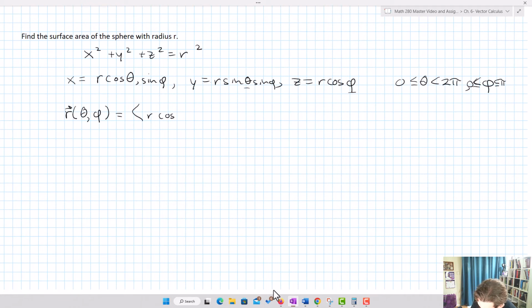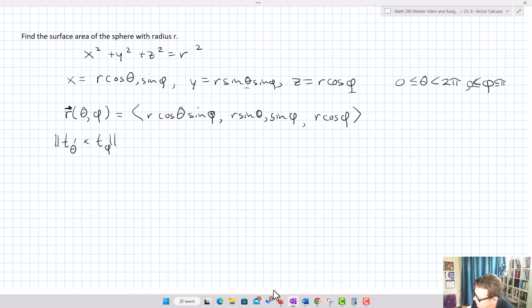and this is the vector r, by the way, r cosine theta sine phi, r sine theta sine phi, and r cosine phi. Okay, so we're going to need to find t theta cross t phi. Okay, and we'll find its magnitude. Remember, that's going to be the part of the work that we're going to need to do.